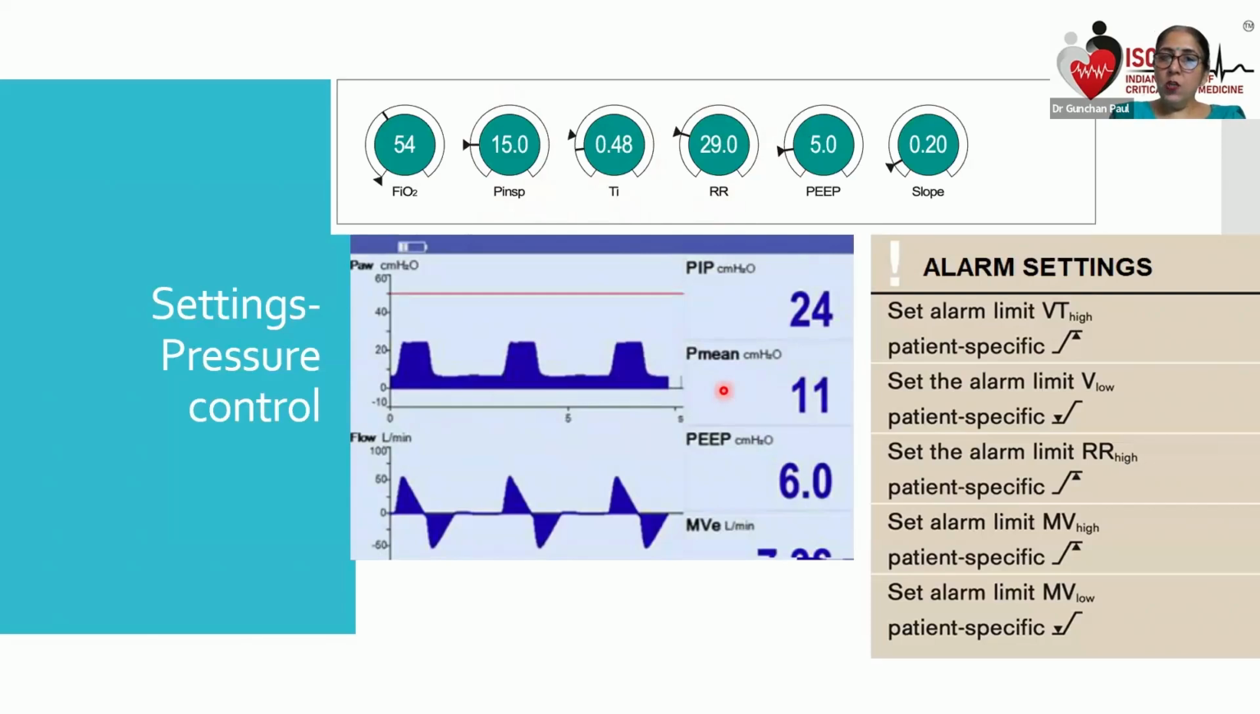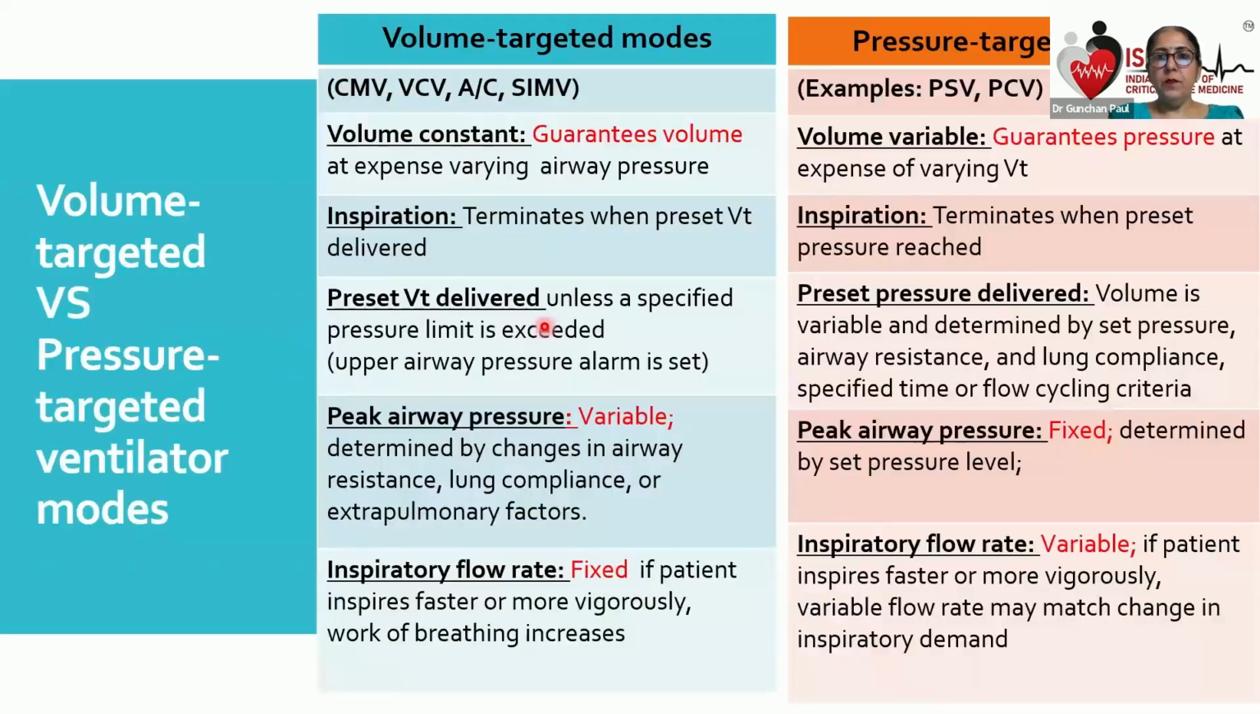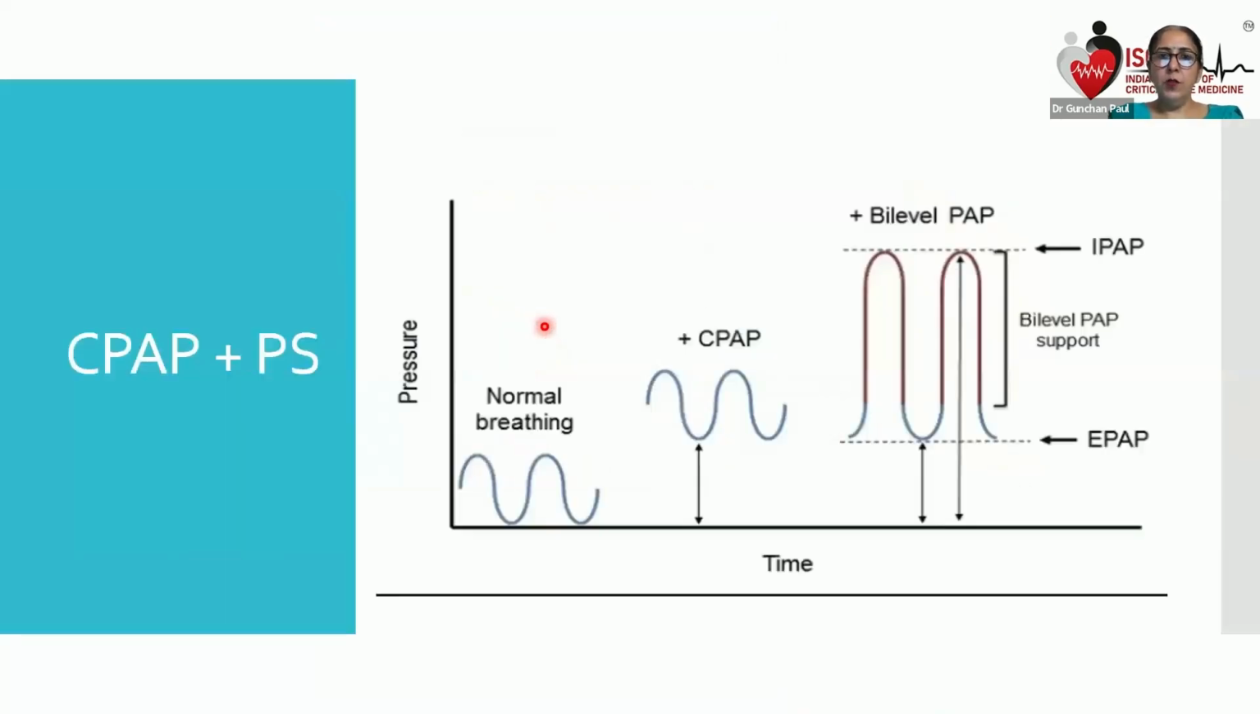So we have to be very cautious and monitor the minute ventilation, because if there is a block, the pressure will not rise. What will happen? The volume will not be delivered. So when we are setting pressure set modes, we need to monitor the tidal volume of the patient. This is just a comparison of both the modes.